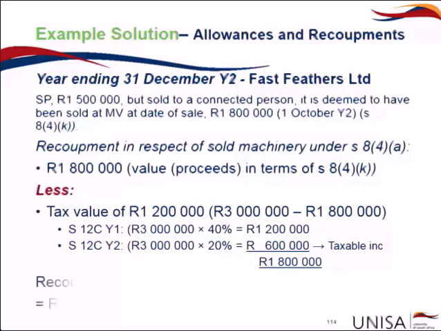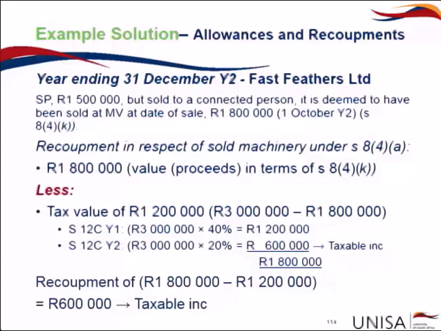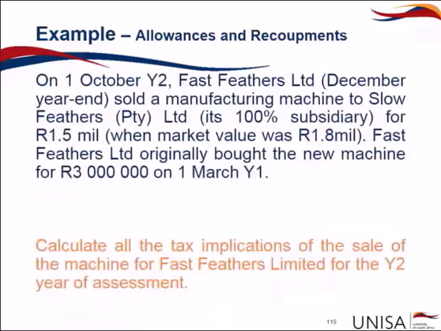So when we're working out our recoupment, we're going to take the 1.8 million being the proceeds less our tax value of 1.2 million, giving us 600,000, which in terms of section 8(4)(a) will be included in taxable income.